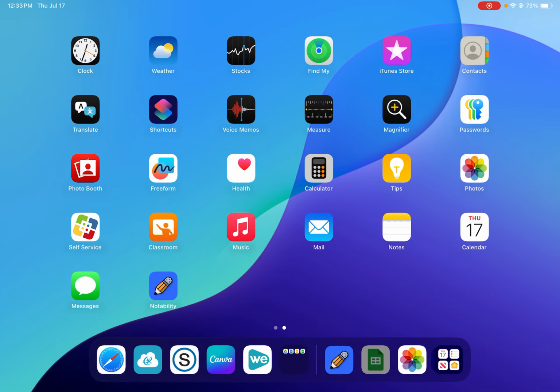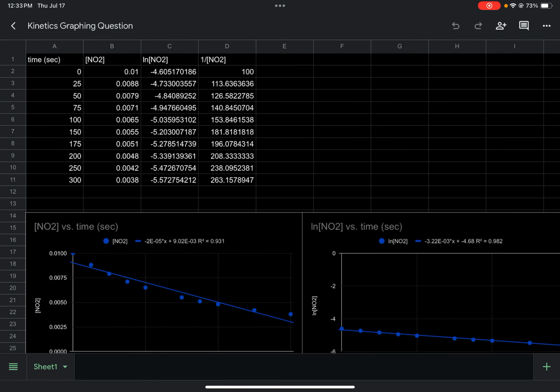And what this looks like is it'll look like this. So at the top here, I have my times. On the left, I have a column for NO2, the concentration. My column C is ln of the concentration, that's my first order. And then column D is 1 over the concentration. That's my second order. Okay.